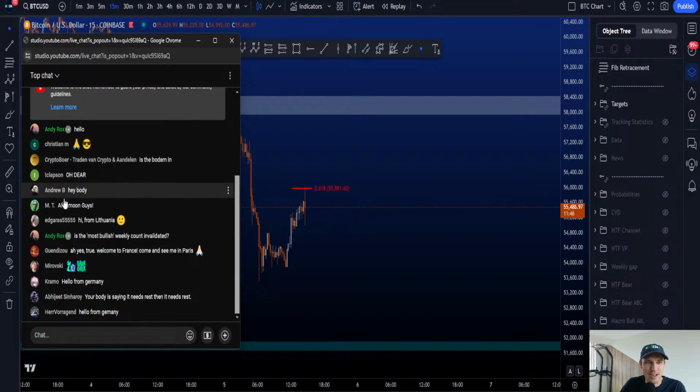Is the most bullish weekly count invalidated? No. It's not invalidated. The invalidation is 49.3K.